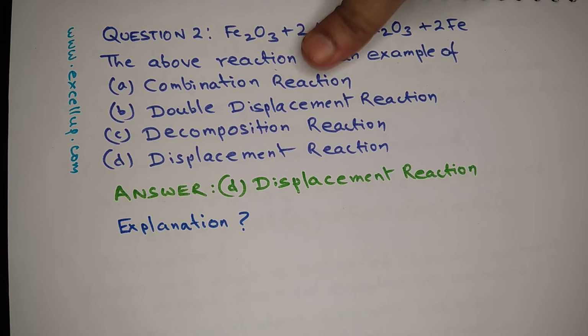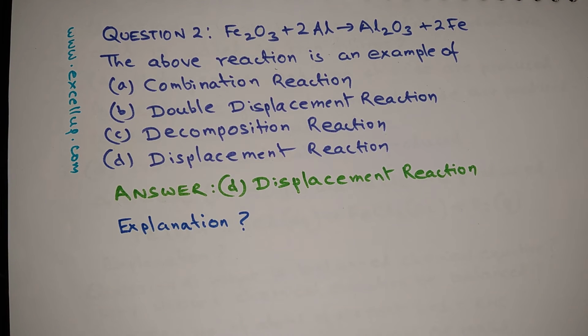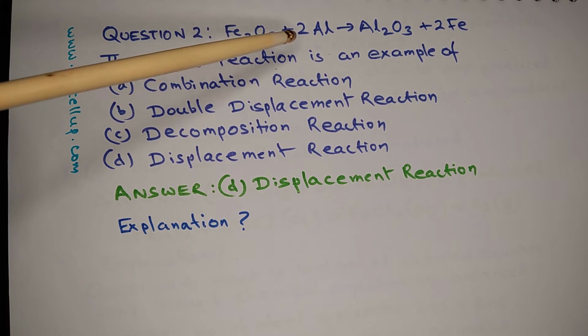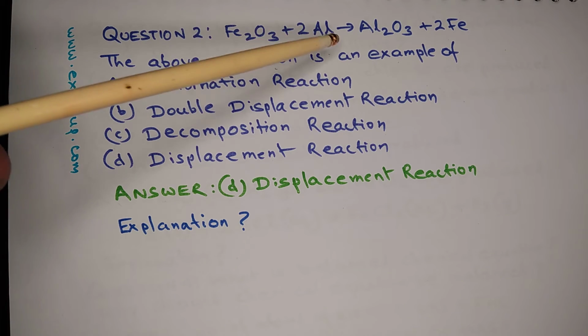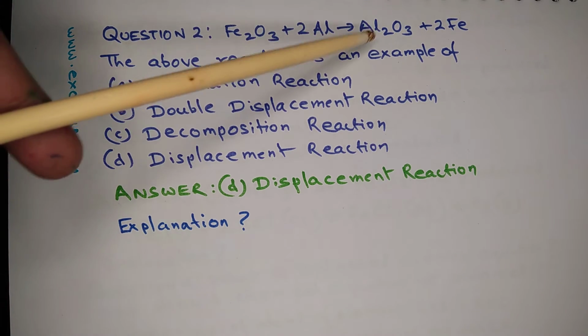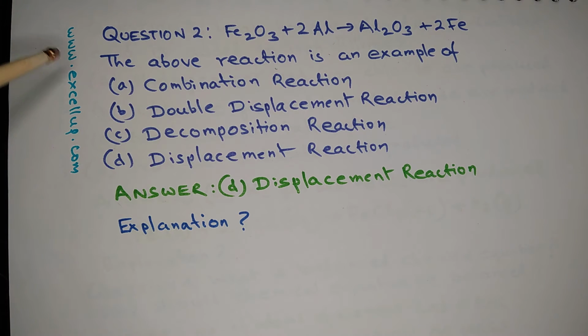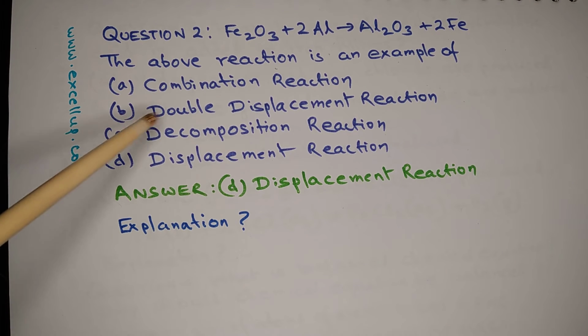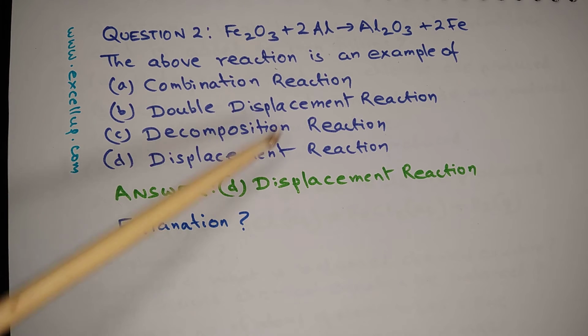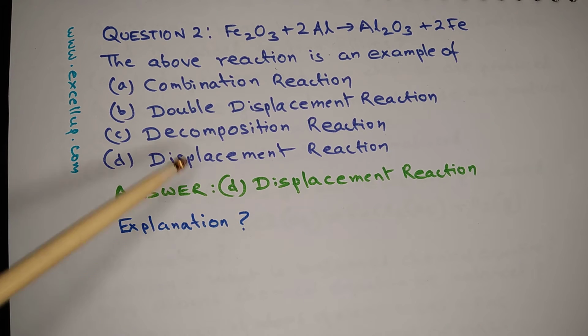Question 2. The equation is Fe2O3 plus 2Al is equal to Al2O3 plus 2Fe. The above reaction is an example of combination reaction, double displacement reaction, decomposition reaction, and displacement reaction. The answer is D, displacement reaction.